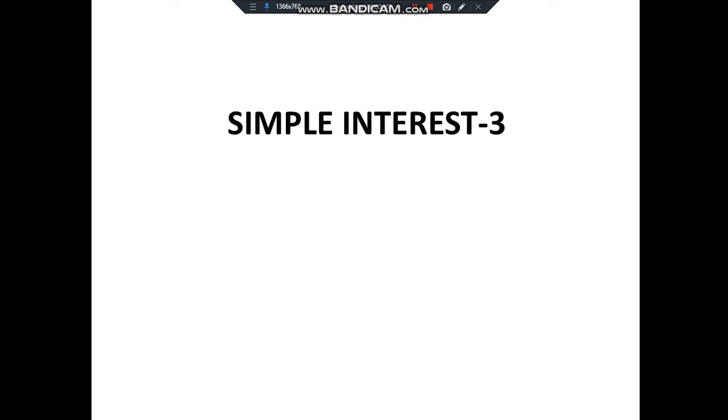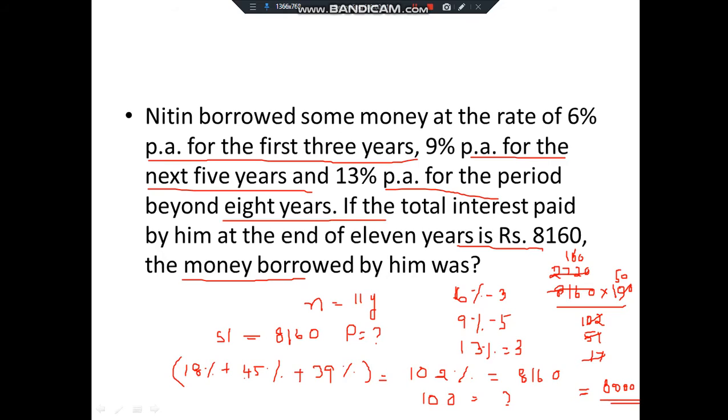Okay, so let us start with the first question, guys. It is quite big, so don't think it is tedious to solve. Actually it's very easy. Let's see. Nitin borrowed some money at the rate of 6% per annum for the first 3 years, 9% per annum for the next 5 years and 13% per annum for the period beyond 8 years. If the total interest paid by him at the end of 11 years is rupees 8160, the money borrowed by him was. So it is quite a normal sum. The only difference is they have given different percentages for different years. And we'll have to find the principal, given simple interest.